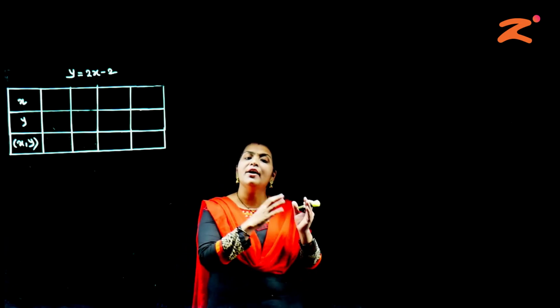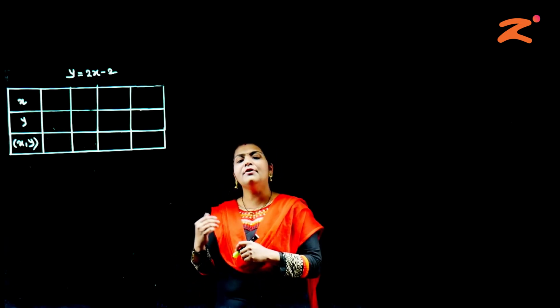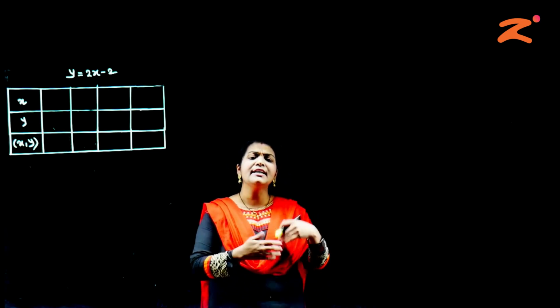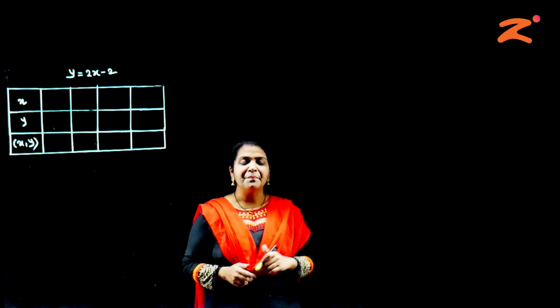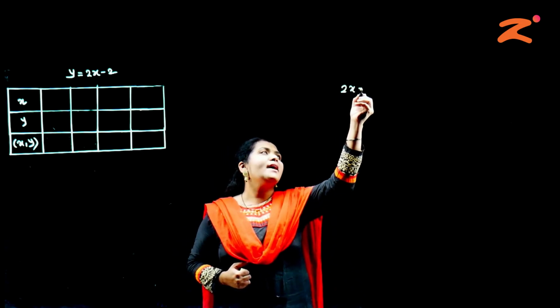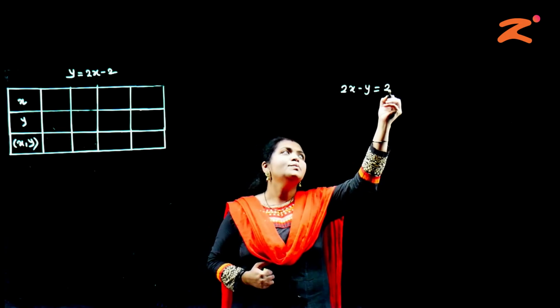तुम्हाला त्याचे रिलेटेड पॉइंट्स मिळतील आणि ते पॉइंट्स आपण ग्राफ वरती प्लॉट केले की आपल्याला त्या इक्वेशनची लाईन मिळेल. So let us start to draw the graph. For the equation, we are going to take 2x minus y equals 2.